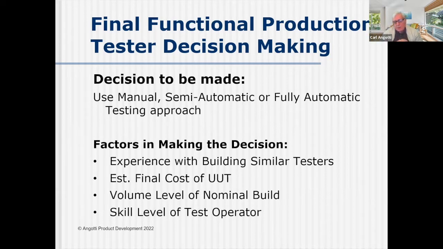If this is the 6th modification of a product, probably you're going to use almost the same tester to test the next level up one, especially if it's the same platform. And then there's the final estimated cost of the UUT. If it's very small, you can't spend much testing each unit, or you're going to have to go to statistical techniques. And there's a volume level of the nominal build. That's how many you're building at a time in batches. And of course, there's the skill level of the operator.